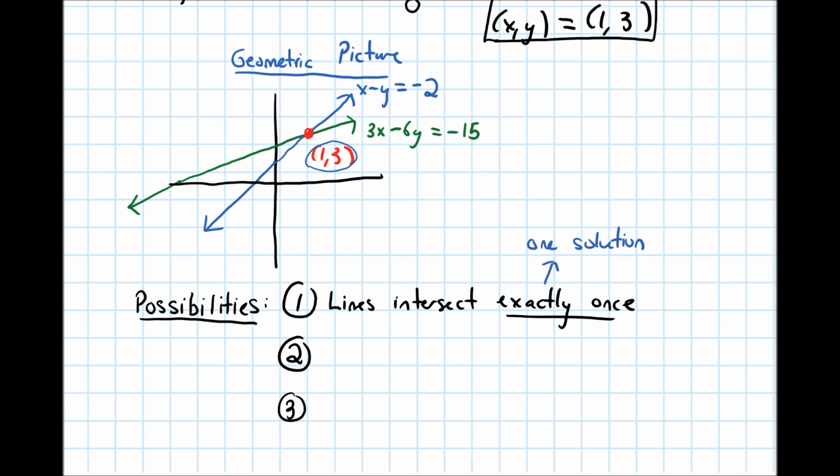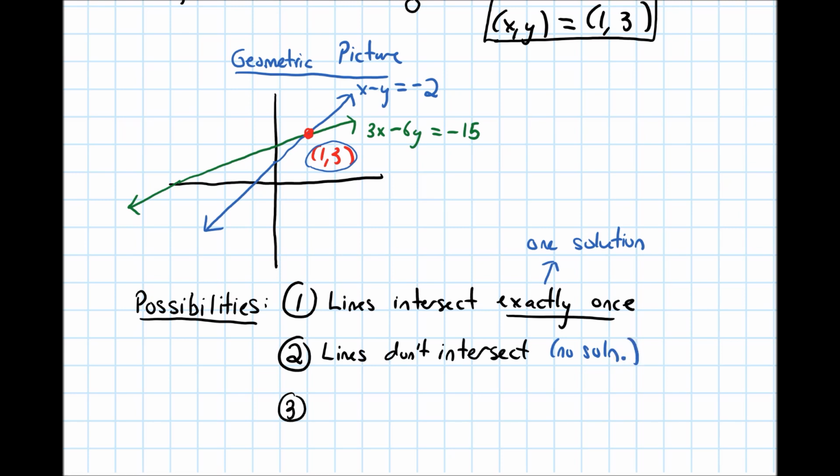But that's not the only possibility. The second possibility is the lines might not intersect. The lines don't intersect. So that could definitely happen. And if they don't intersect, well, then there's no solution.